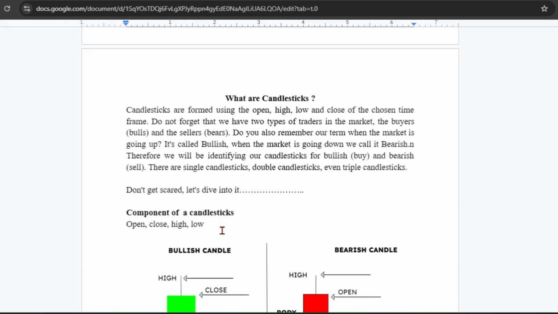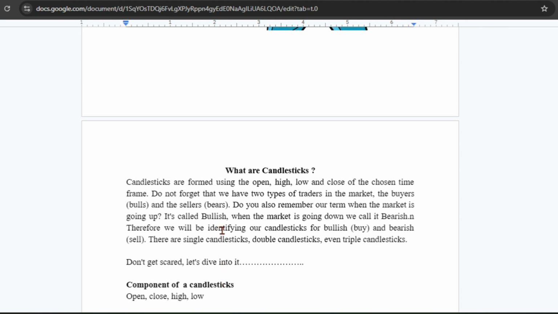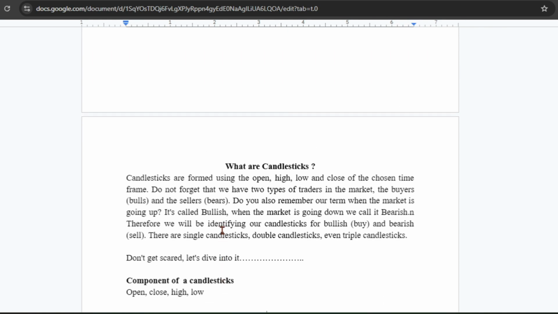So the question is, what are candlesticks? Candlesticks, just as I've said, are the language of the markets, and these are formed using the open, high, low, and close of a chosen time frame.